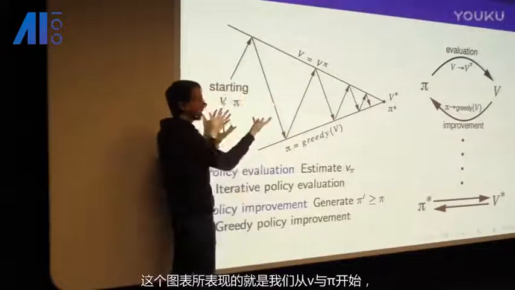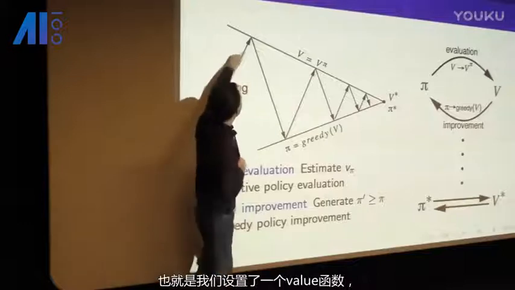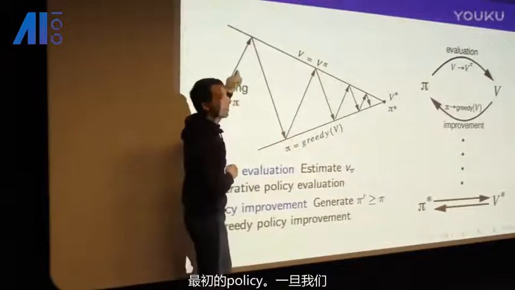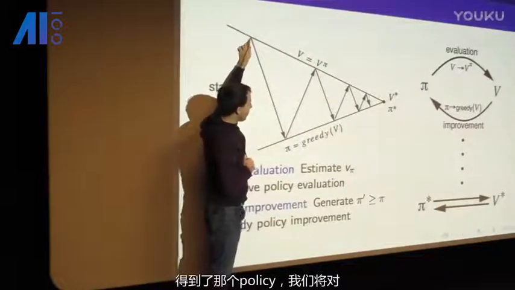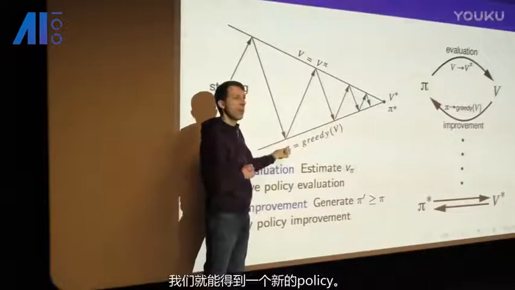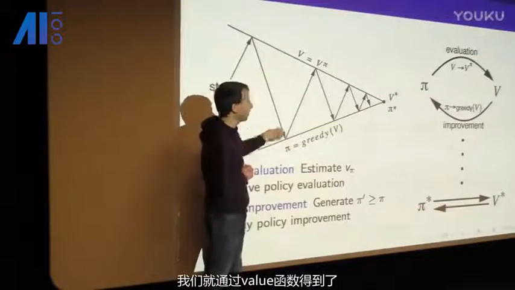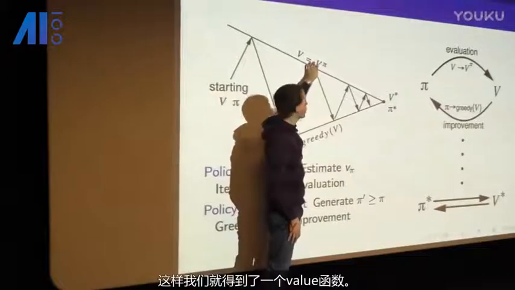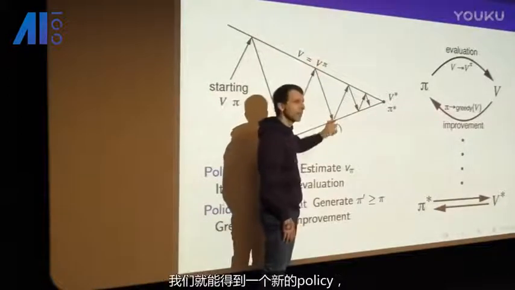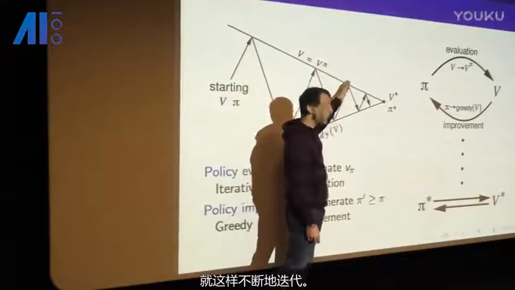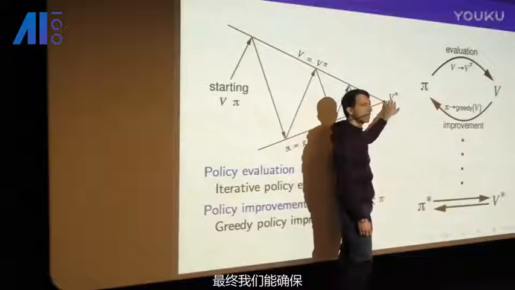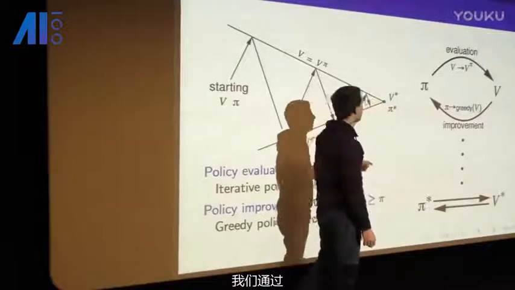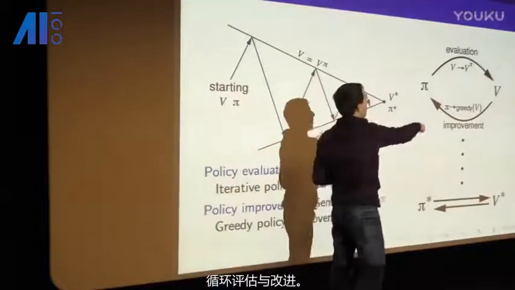So this diagram illustrates that we start off with a v and pi, and we set our value function to evaluate exactly this initial policy on this first arrow. Once we've got that value function, we act greedily with respect to it to give us a new policy. Once we've got that new policy, we evaluate it, which gives us a value function. Once we have that new value function, we act greedily with respect to it. Once we have that new policy, we evaluate it, and so on. And what we'll see is that this is guaranteed to converge to the optimal value function, and therefore the optimal policy. So we have this cycle of evaluation and improvement.